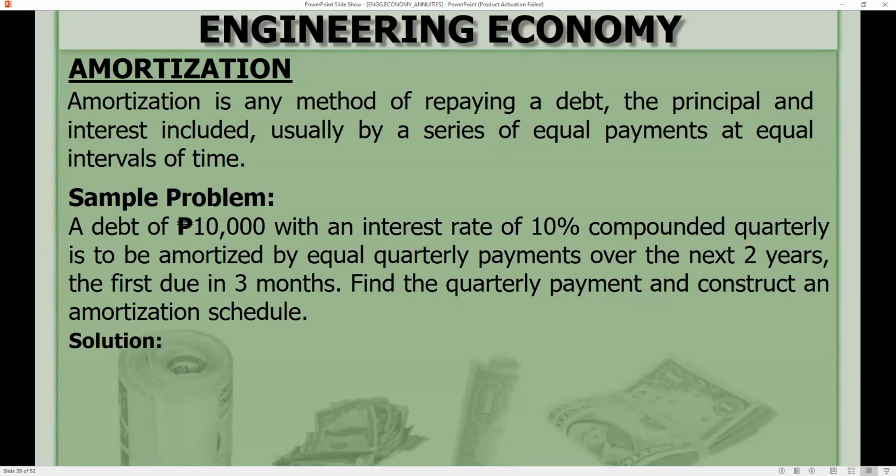Okay. Here's a sample problem. A debt of 10,000 pesos with an interest rate of 10% compounded quarterly is to be amortized by equal quarterly payments over the next 2 years. The first is due in 3 months. Find the quarterly payment and construct an amortization schedule.